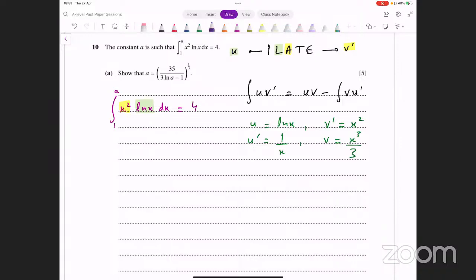अब इसको इनपुट कर दें यहाँ पे फॉर्मूला के अंदर. लिमिट्स रिमेंबर a to 1 है, 1 to a है, इसको हम छोड़ देते हैं अभी, बाद में लिख लेंगे. फॉर्मूला में क्या आ रहा है? u into v. Let's write u ln x into v. v is x cube over 3. Subtract from that integral of v as it is. v is x cube over 3 into u dash, which is 1 over x.